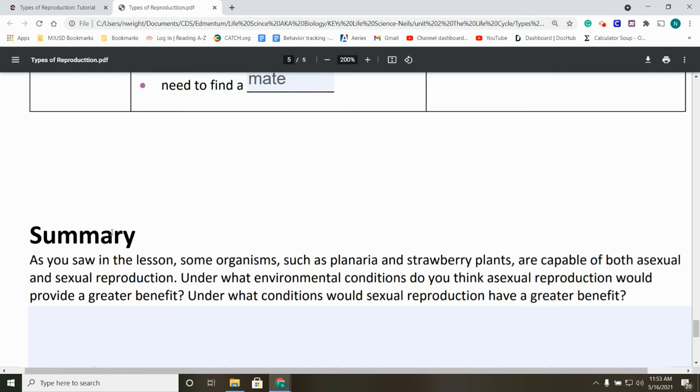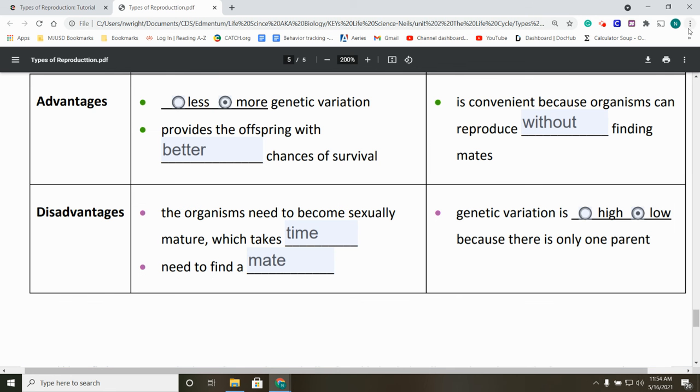All right, as you saw in the lesson, some organisms, such as Planaria and strawberry plants, are capable of both sexual and asexual reproduction. Under what environmental conditions do you think asexual reproduction would provide a greater benefit? Under what conditions would sexual reproduction have a greater benefit? Answer that question.